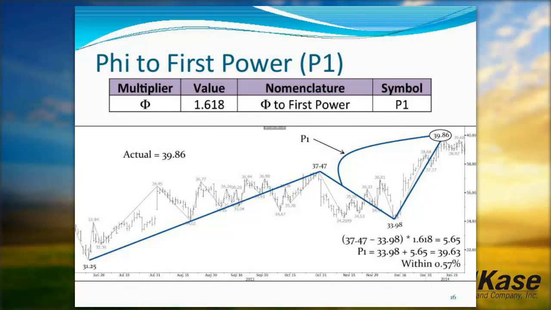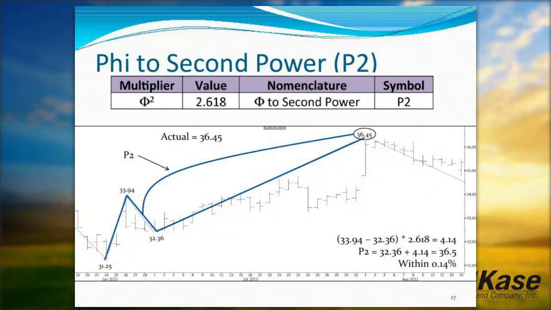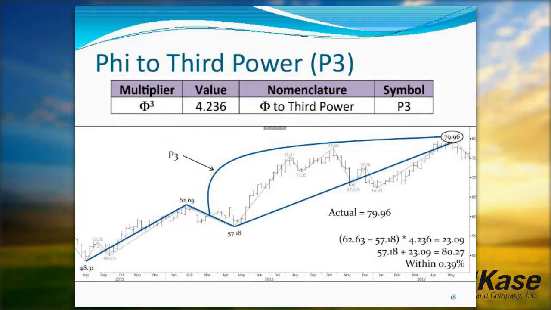Now I'm going to speed up a little bit, go through phi squared. Same thing. We're looking at the difference between the YZ portion of the wave, the corrective portion of the wave, multiplying that by phi squared, or 2.618, and then adding that value to Z to give us a projection of 36.50. The actual swing high was 36.45.